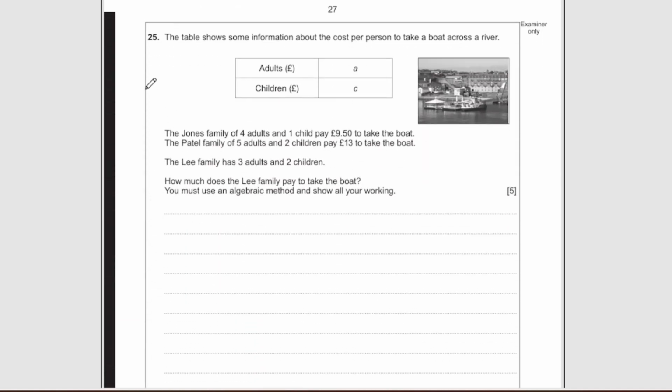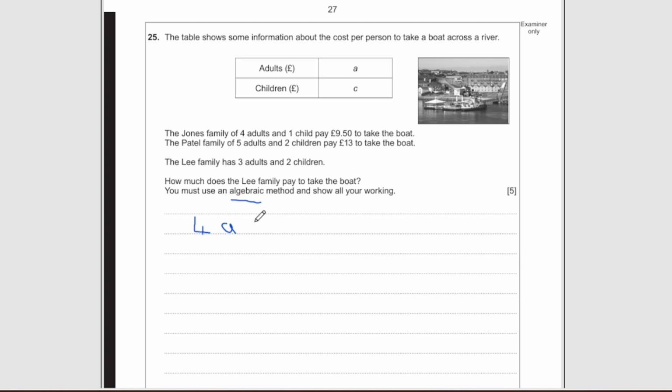Final question then. Question 25. The table shows some information about the cost per person to take a boat across a river. We've got adults in pounds, which is A, and children in pounds, which is C. The Jones family, 4 adults and 1 child, pay £9.50 to take the boat. The Patel family of 5 adults and 2 children pay £13. The Lee family has 3 adults and 2 children. How much does the Lee family pay to take the boat? You must use an algebraic method to show all your working. So we're using algebra to work this out. So 4 adults, that's 4A.